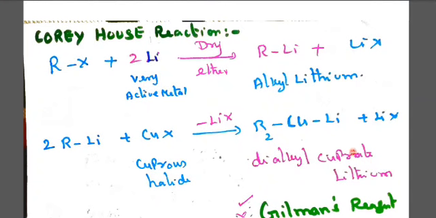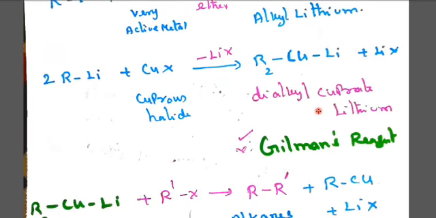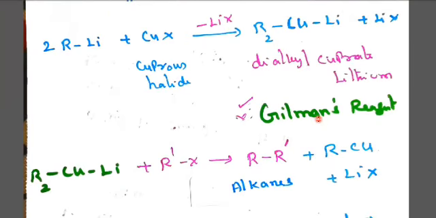This dialkyl cuprate lithium is a 1 mark MCQ, often asked in NEET also. It is called Gilman's reagent. Dialkyl cuprate lithium is called Gilman's reagent. Once again, dialkyl cuprate lithium is called Gilman's reagent.